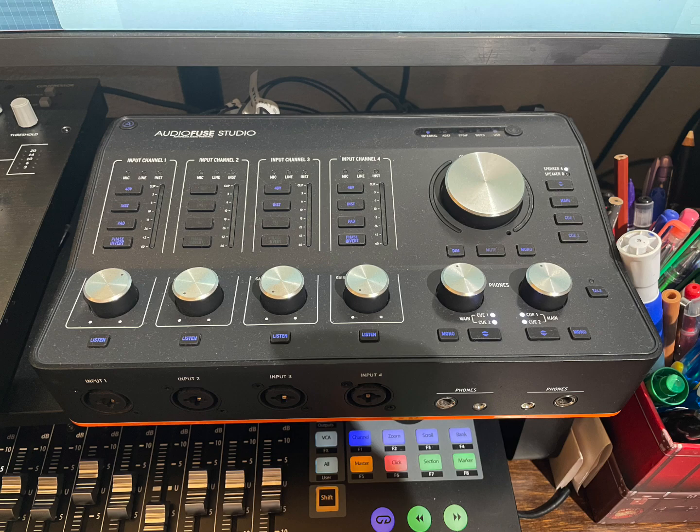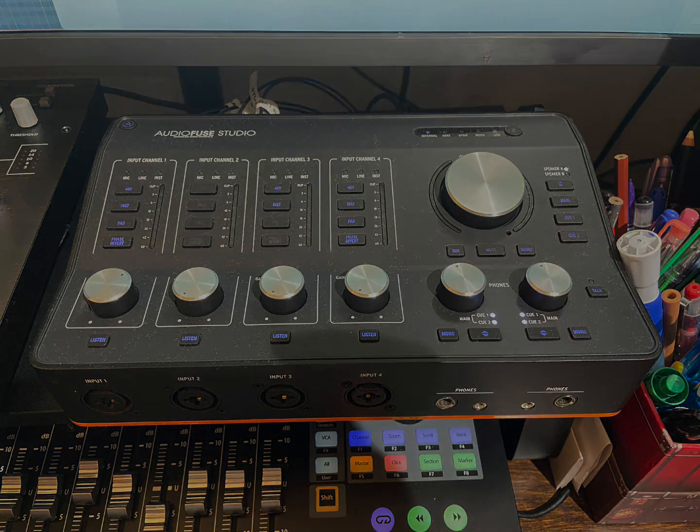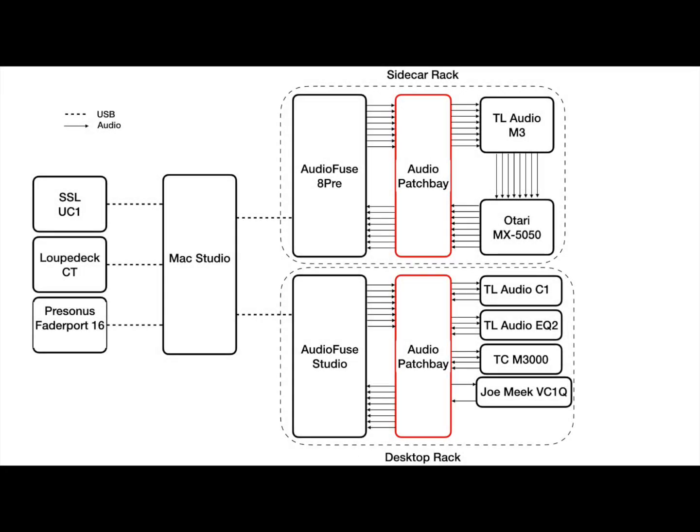Here you can see it in the schematic diagram, and just note that there is that one USB connection into it, and then there's multiple points of audio in and out. I do also have a separate ADAT connection between the AudioFuse 8 Pre in the sidecar rack and the AudioFuse Studio. 2 connections actually, so that I can get 8 channels of 96K audio between the two.